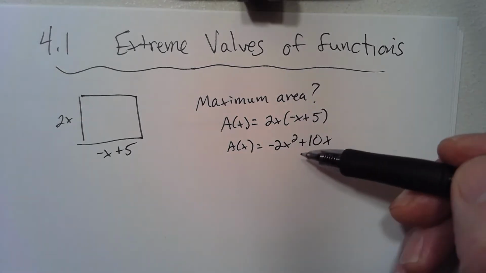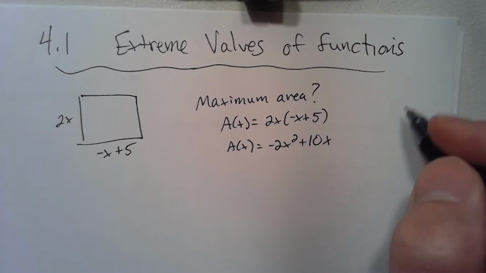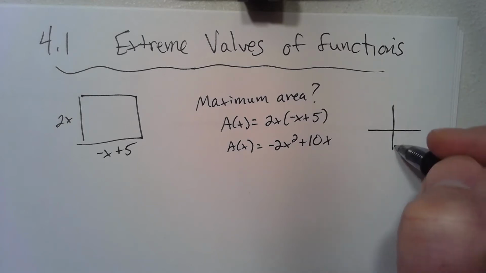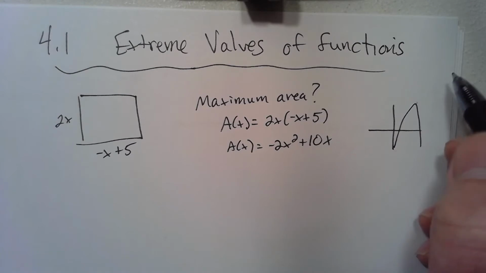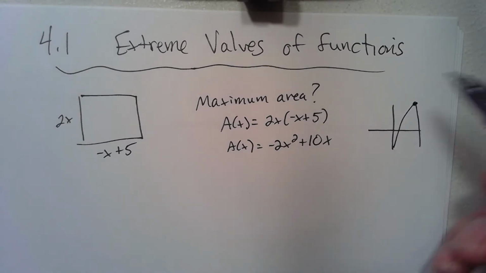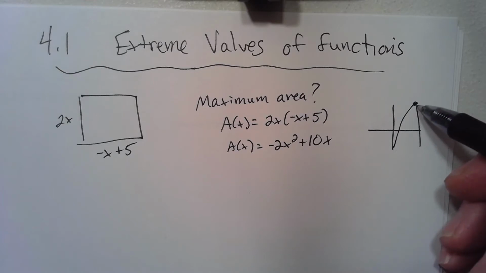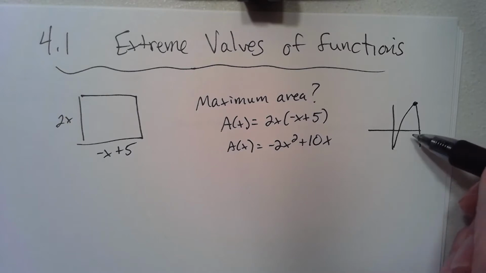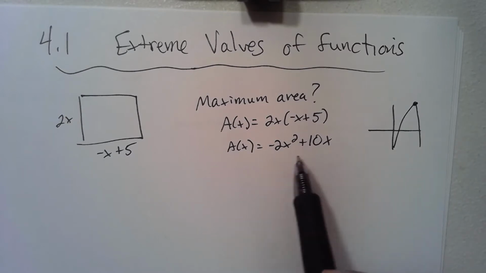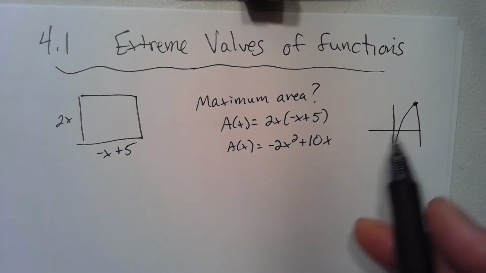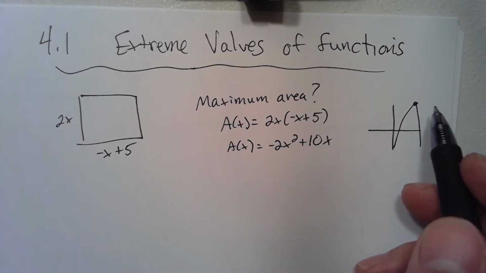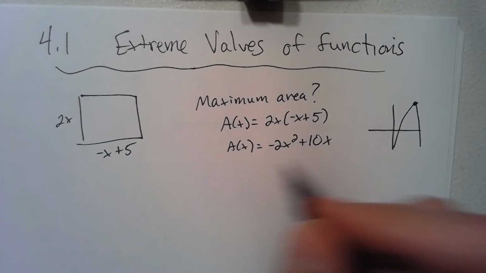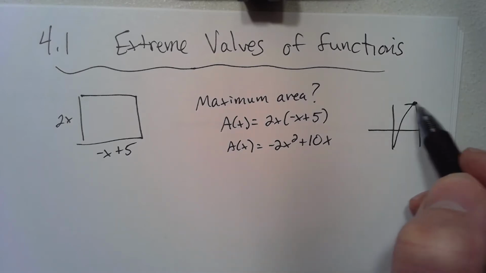So in algebra, we would graph this. It's a parabola, an inverted parabola. We'd want to find the vertex. So we could do that by finding the average of the two x-intercepts, and that's the x value, and plug it in, you get the y value of the vertex, or you could complete the square. There's lots of ways we could find the vertex using algebra, but in calculus, it's when the slope is zero.